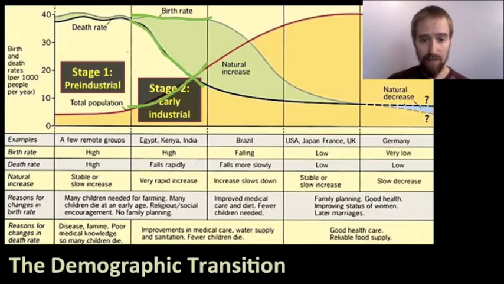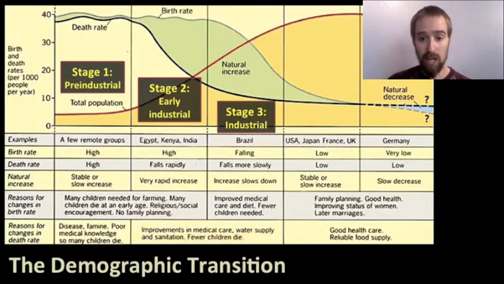These technological advances include improvements in medicine and sanitation, and improvements to the water supply, and all these work together to make people healthier and less likely to die from injury or disease. In stage 3, or the industrial stage, the death rate continues to fall, and the birth rate begins to fall as well, leading to slower population growth, but still a growing population overall.